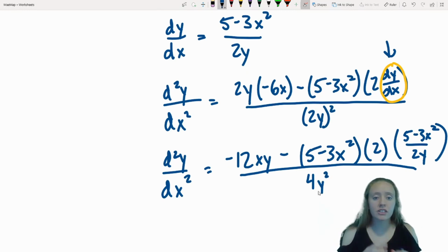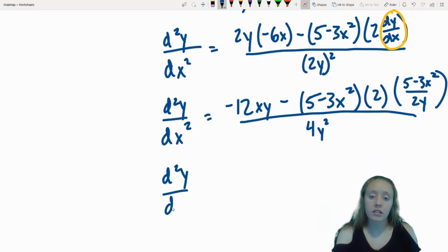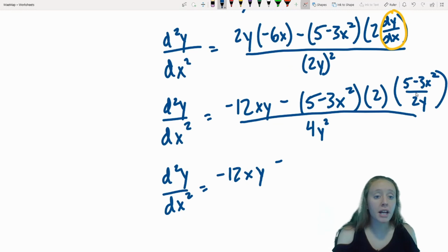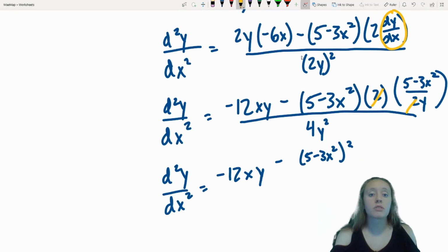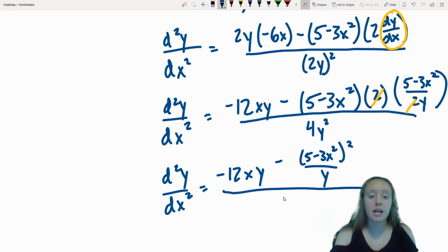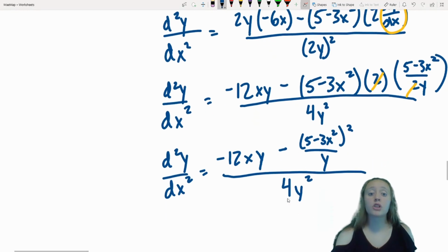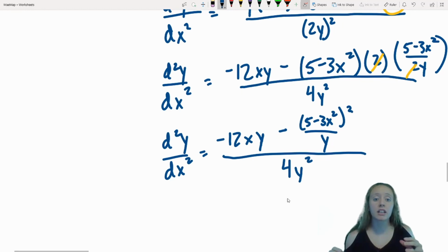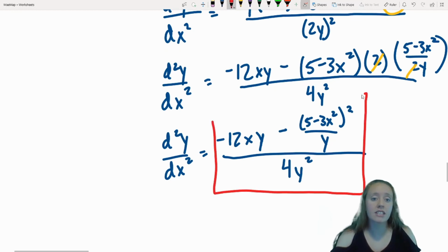Now just to make this a little neater, let's cancel some things out in our numerator. We'll have negative 12xy minus (5 minus 3x squared) multiplied by itself, which is (5 minus 3x squared) squared. And then this 2 will cancel out with the 2 that was multiplied by y. So that (5 minus 3x squared) squared is all over y. And this is all over my denominator of 4y squared. Now, if you don't want fractions within fractions, I recommend finding that common denominator or multiplying by 1 over 4y squared as opposed to dividing by 4y squared, and then distributing it through to that numerator. But for now, and for the sake of time, I'll leave this as is.